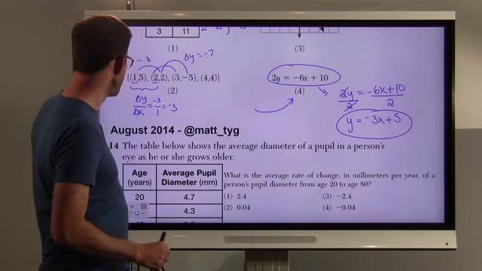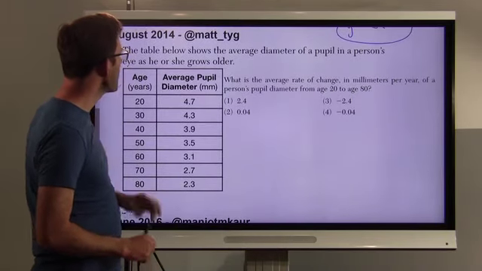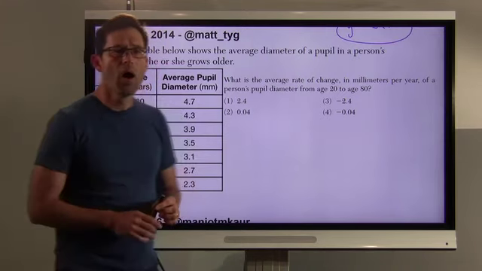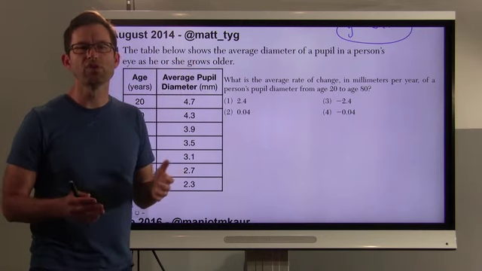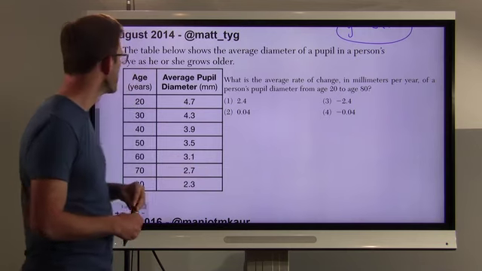Let's take a look at one that somebody actually kind of asked about. All right, so August 2014, at Matt Tide Pig. Sorry. And again, I don't remember if Matt asked this question specifically or if he just asked me to do some kind of average rate of change problem. Let's take a look at this one.